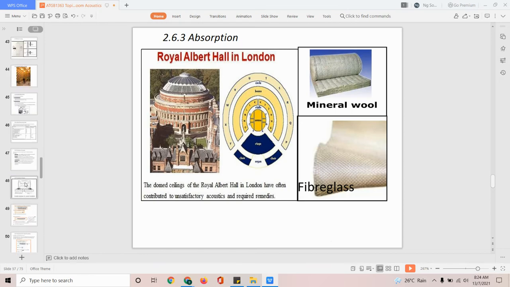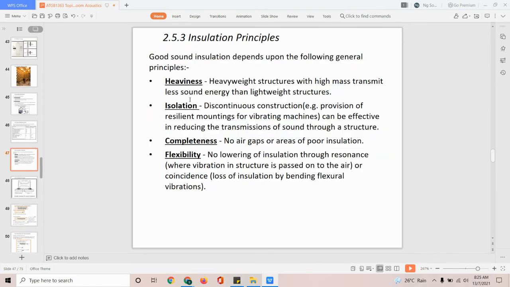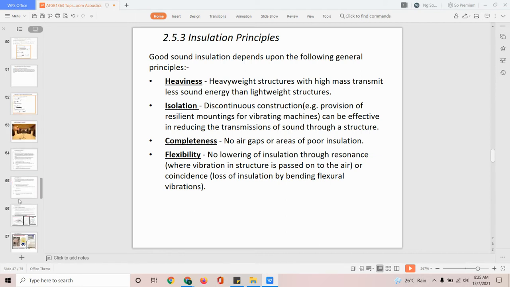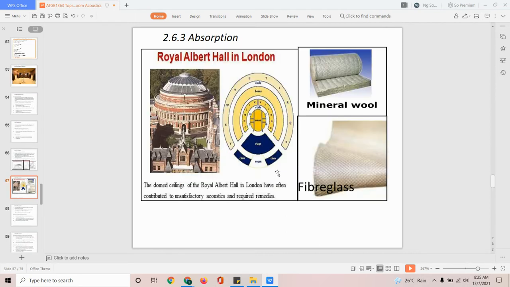then instead of what you learned in the previous session, where the insulation of sound is governed by these four principles: heaviness, isolation, completeness, and flexibility, the principle behind room acoustics is more towards absorbent, not insulation. The end product generates the same effect, but when it comes to good room acoustics, you want to have noise absorbent.